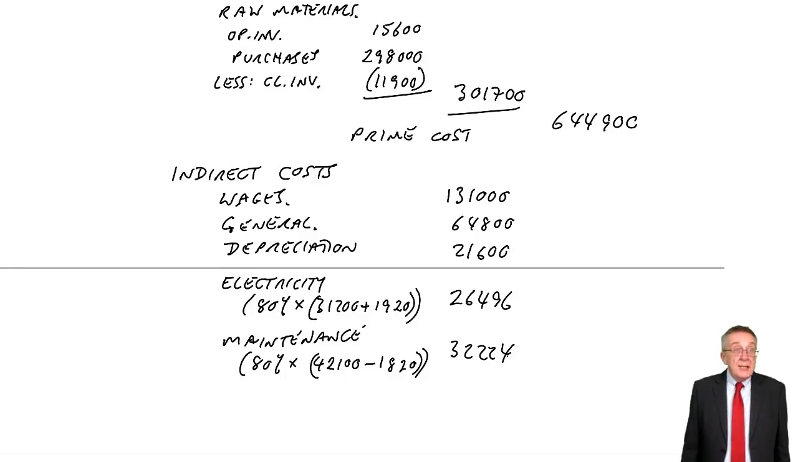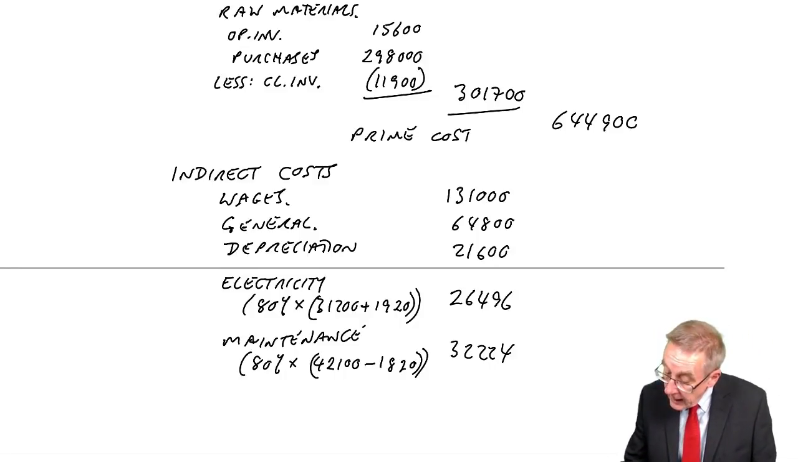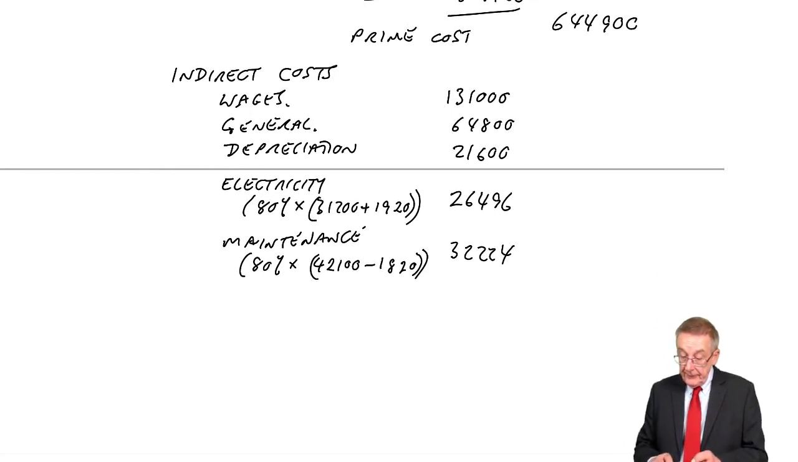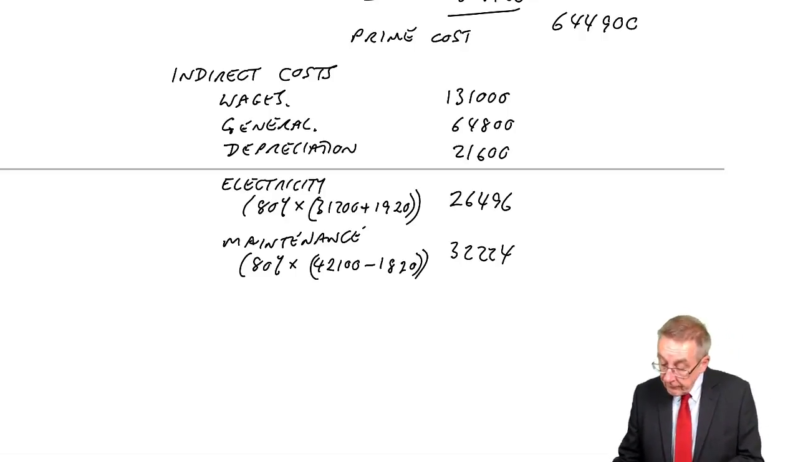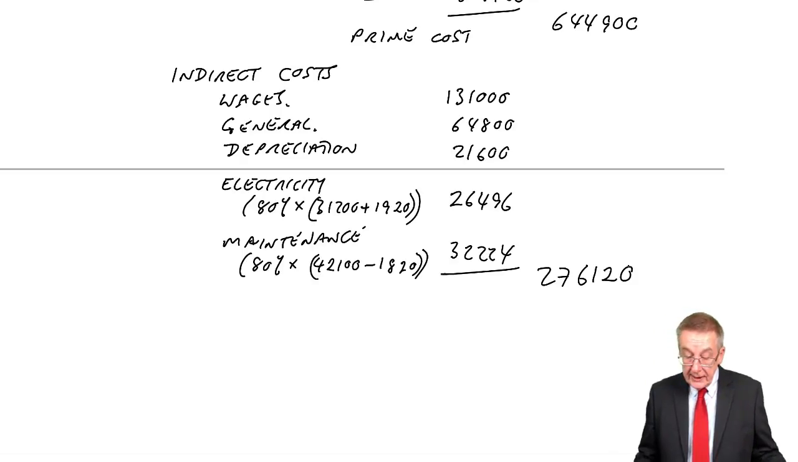So I've now got all the indirect costs. Sales obviously aren't a cost at all. And so the total indirect costs, I add them up, £276,120.